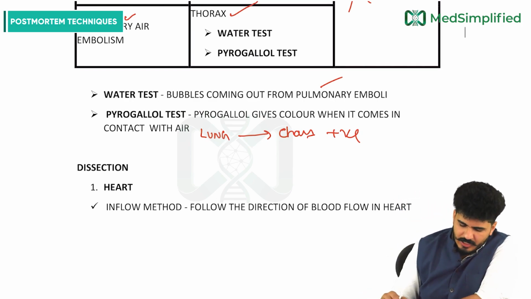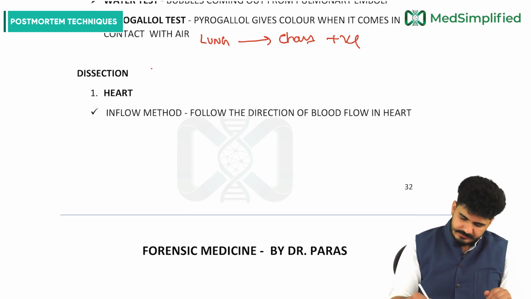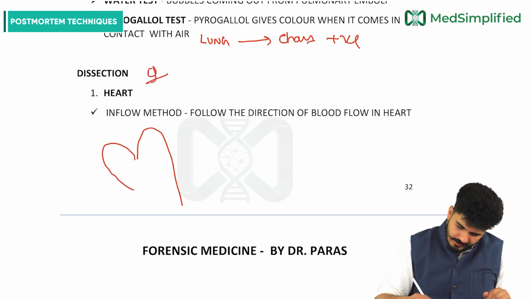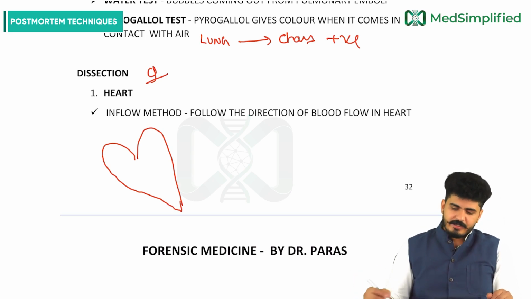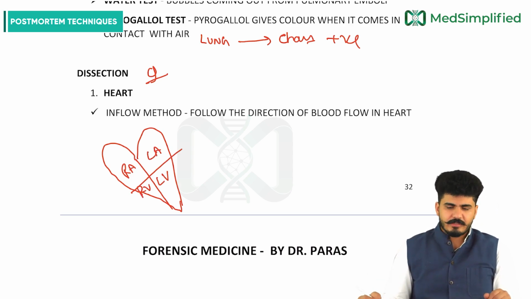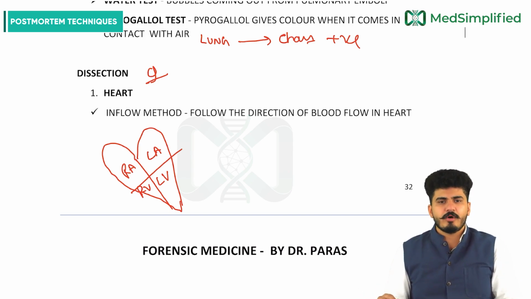We'll be talking about the heart: how the heart is dissected. In the inflow method, you follow the direction of blood flow in the heart. If you see the heart here, if I draw a heart like this, there are 4 chambers: right atrium, left atrium, right ventricle, left ventricle, my dear friends. The blood order needs to be followed. How will we follow the blood order?